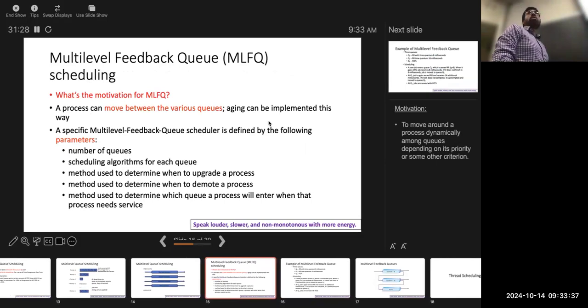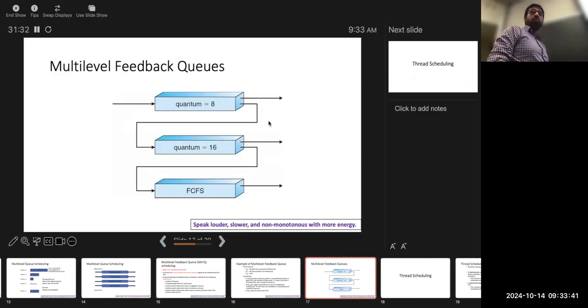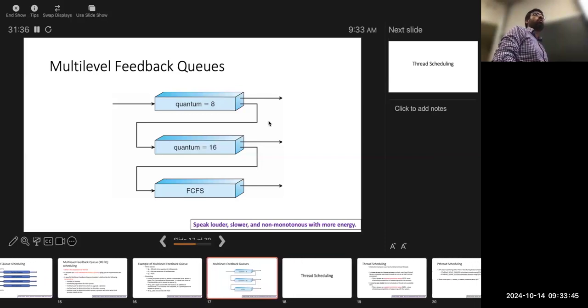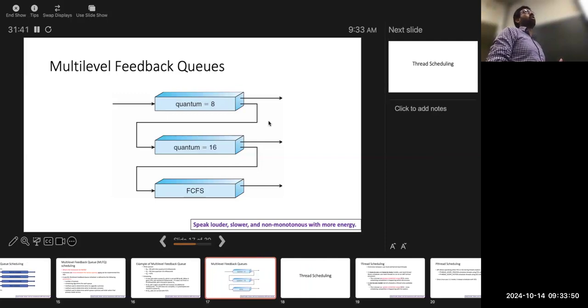So any questions regarding that example if you didn't understand? Yeah. Essentially, the process just goes downward. It can never go upward. It can also go upward, depending upon the details of your scheduler. This is just a particular example, depending upon what your criteria are for moving a process down or up.